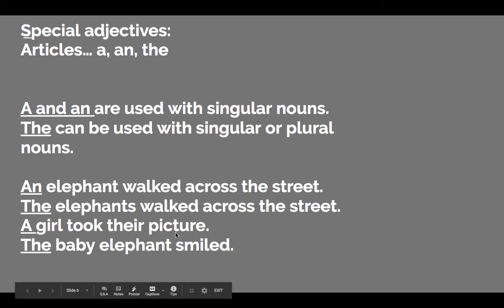So let's look at some examples here. An elephant walked across the street. Now, why did I use the word an instead of a? That's right, because this noun starts with a vowel. So when your noun starts with a vowel sound, you want to put an in front of it. An elephant walked across the street.